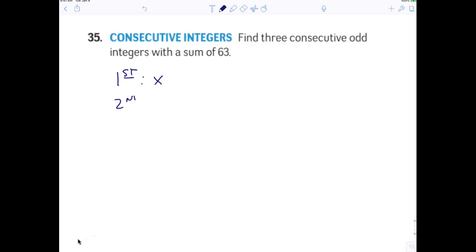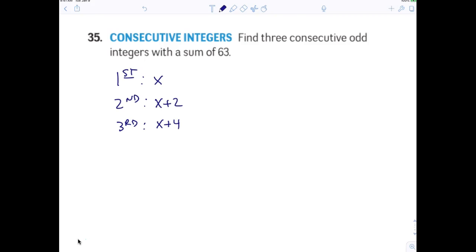So now how do we get the second integer? If the first integer was x, the second integer would be x plus 2. Brilliant. X plus 2. And then the third integer would be probably x plus 4. Or you could have said x plus 2 plus 2, and that would be x plus 4. All right? So those are all of the possible 3 consecutive odd integers. Now, a lot of people make a mistake and they say plus 1 or plus 3. But to go from odd to the next odd, you add 2.